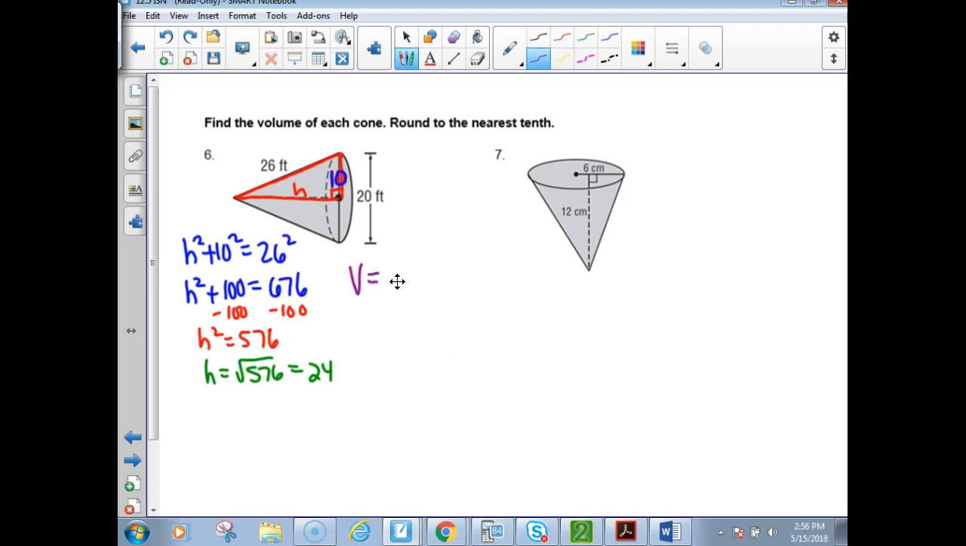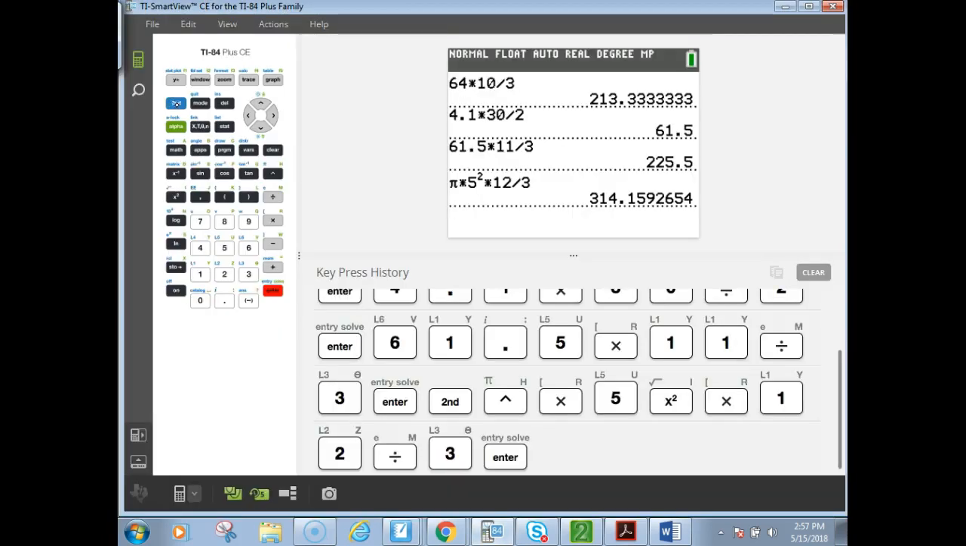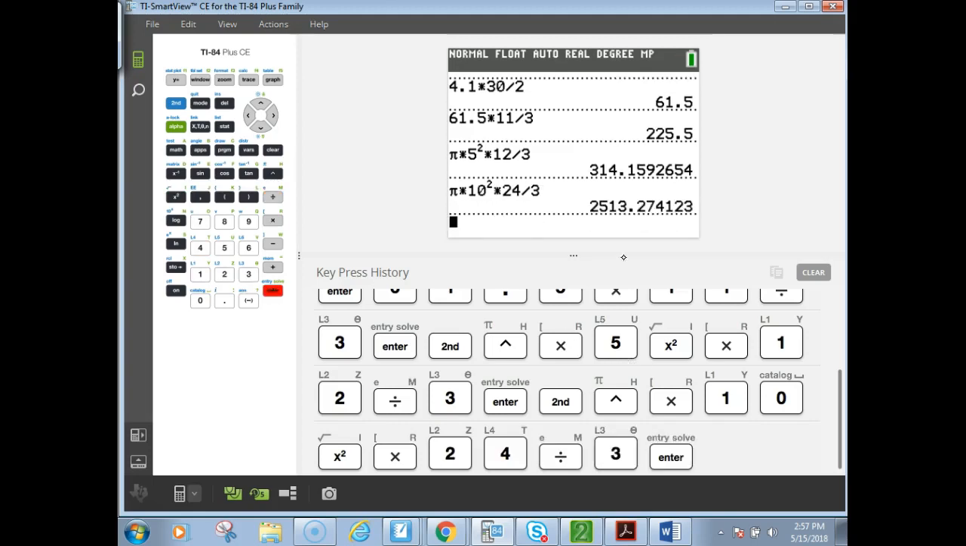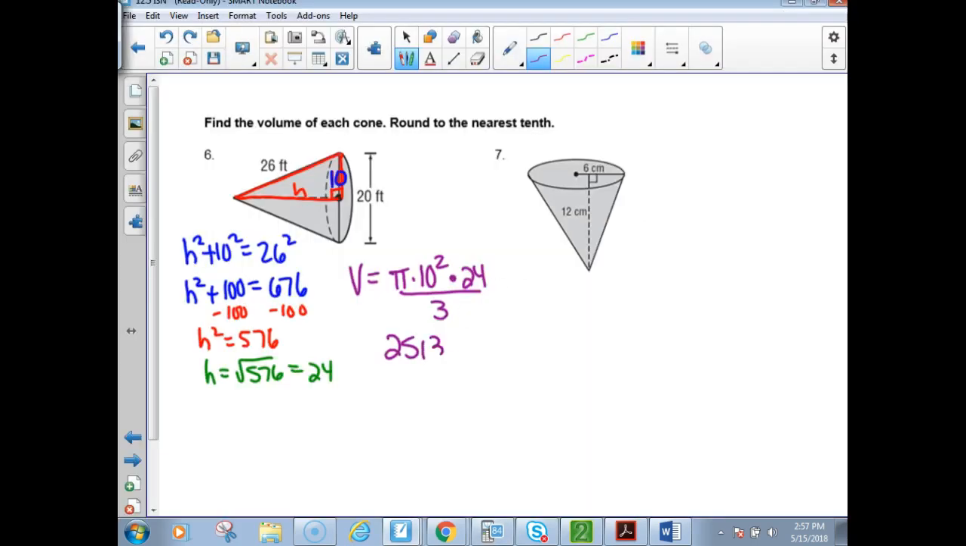Now I can do my volume. Volume is area of the base, pi times the radius squared, and the radius is 10, so pi times 10 squared, times the height, which we found to be 24, and then we want to divide by 3 because it's a cone. The answer is 2,513.3 cubic feet.